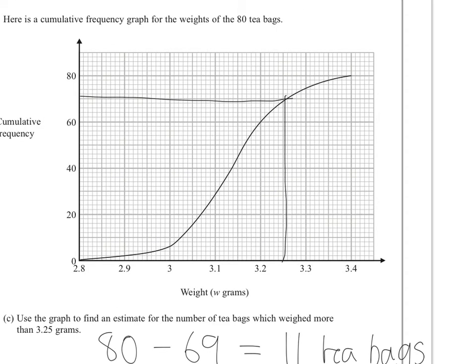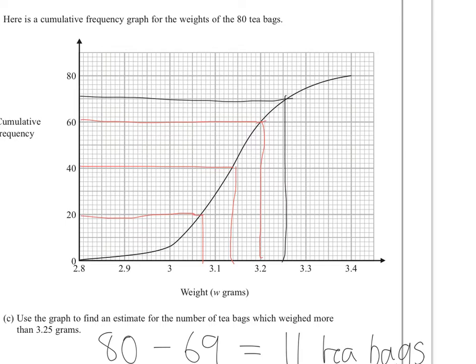Using the graph to find an estimate for the interquartile range, well, we've got a total of 80 tea bags, so the median would be at 40 tea bags, the midway point. Therefore the lower quartile is where to look for half of the median value, and the upper quartile, 3/4 of the total frequency.